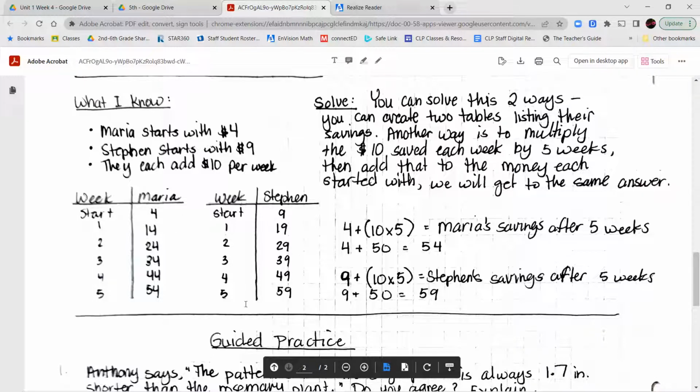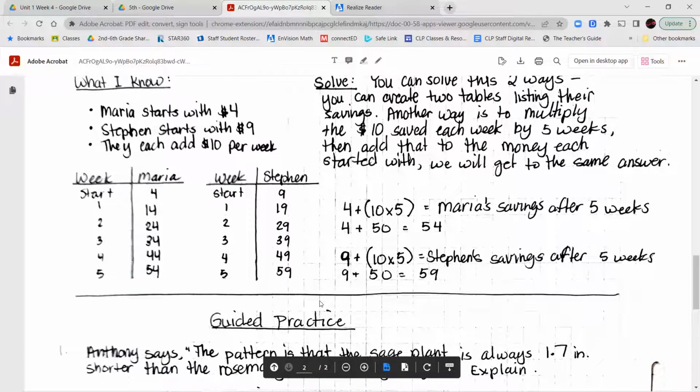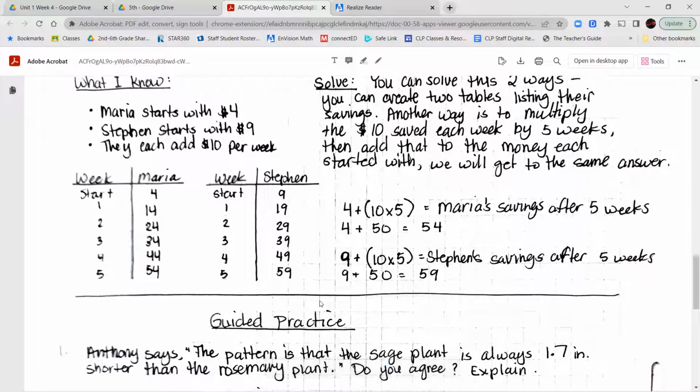Now here you can see that we have the same difference between the accounts again, a difference of $5 each time. If you were going to subtract Stephen's from Maria's, you can see that Stephen consistently has $5 more than her because he started with $5 more than her, and they're both moving week to week using the same amount, adding $10 each time.